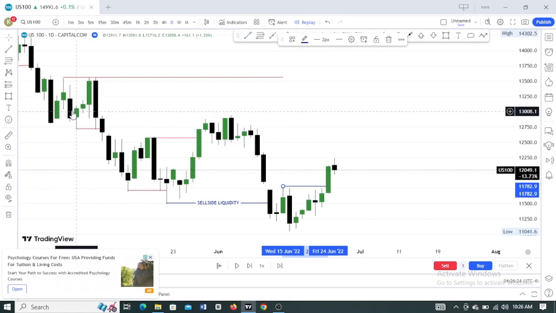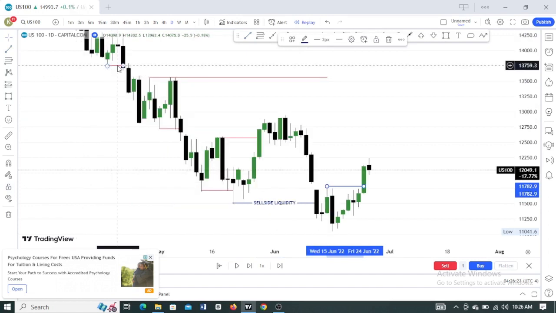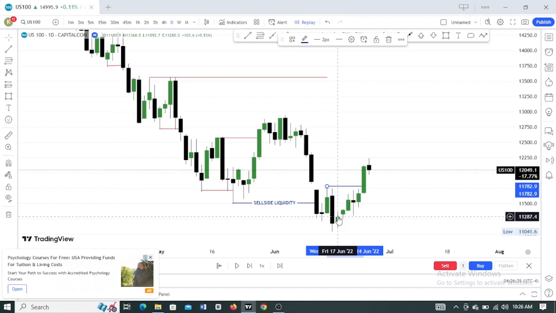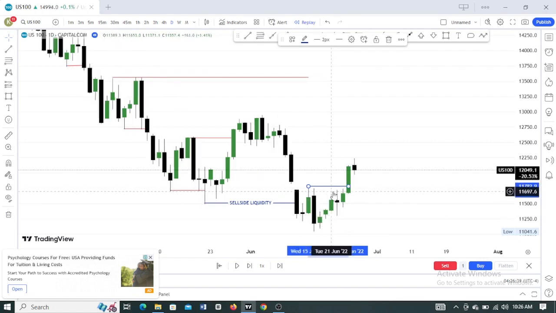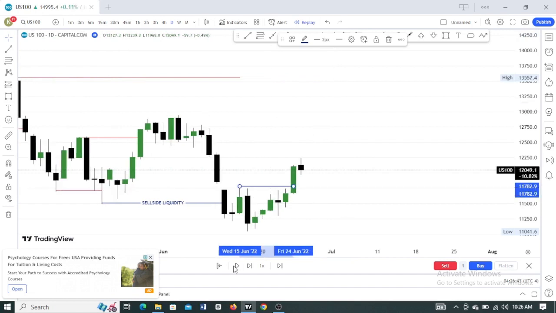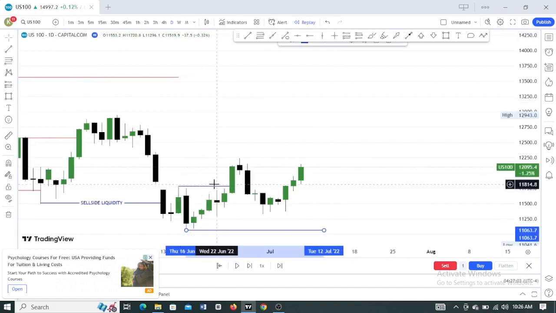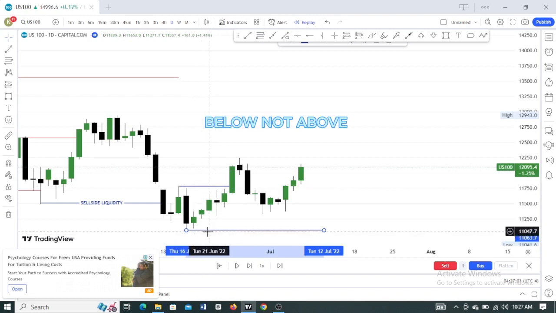From here we experienced a market structural shift from bullish to bearish. Now we're experiencing the reverse, a market structural shift from bearish to bullish. The market is going back up. Let's see what's happening. This means that a market structure shift occurred. The market should not be going below this low because this is a protected low.